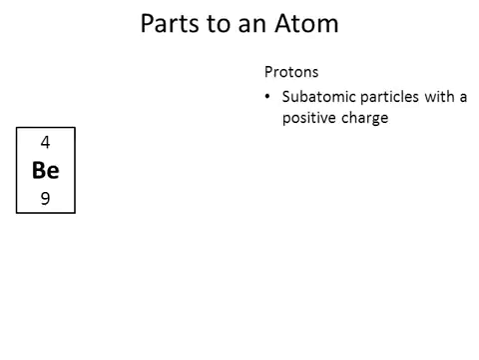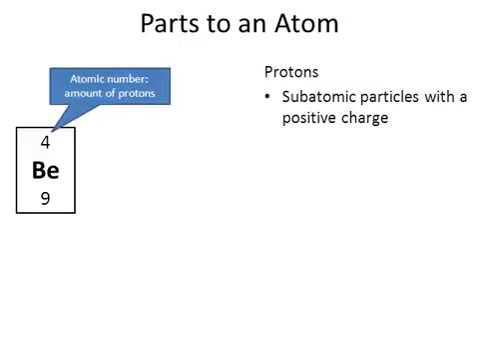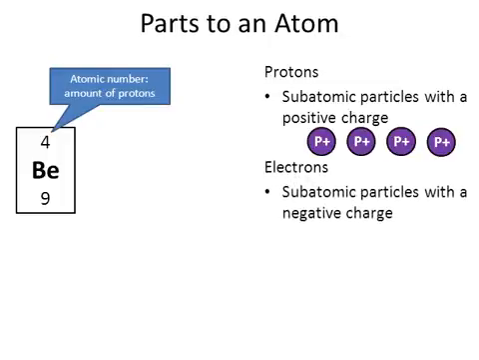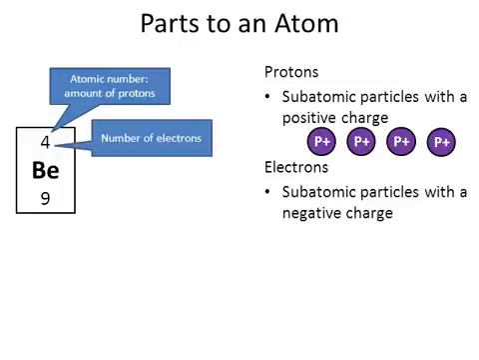First of all, there are the protons. These are the parts that have a positive charge. From the periodic table square, I know that from looking at the atomic number, beryllium has 1, 2, 3, 4 protons. Another part of an atom is what are called electrons. These are parts that have a negative charge. Usually the amount of protons is the same as the amount of electrons. So I now know that beryllium has 1, 2, 3, 4 electrons.